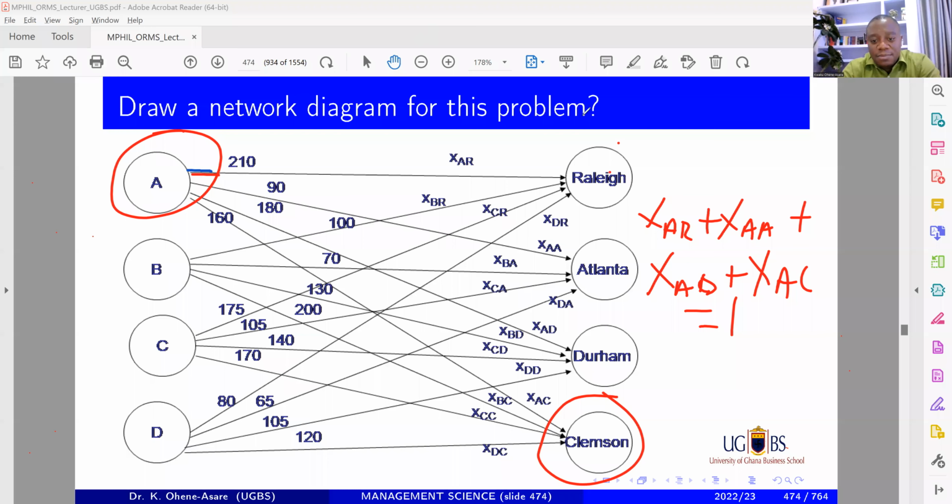So Clemson is going to be, sorry, hold on. Clemson will be okay. So Clemson will be XDC plus XCC plus XBC plus XAC is equal to 1.